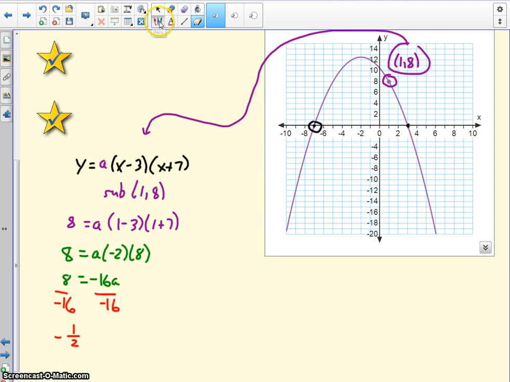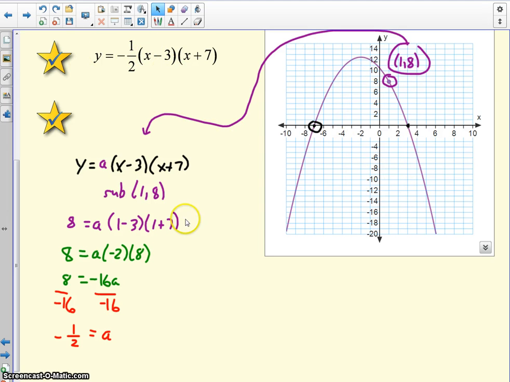Okay, so now that I know that a value, I can put it back in here to actually get my equation in factored form. So I'm going to do that up here and say, hey, there's my equation. Okay, so that particular a value will produce the graph that I've given you. Okay, no other a value will do that. So the a value here is unique to this particular graph.